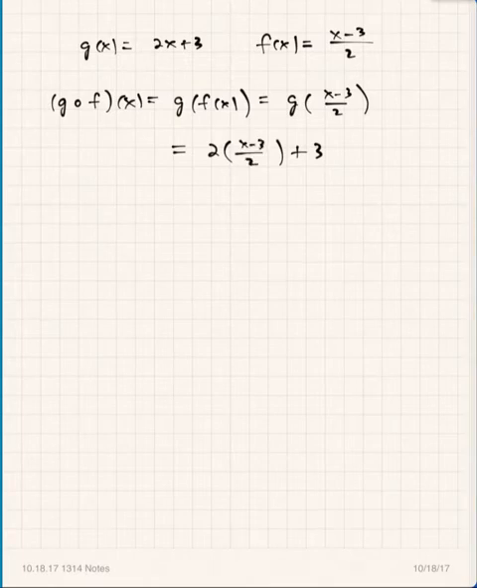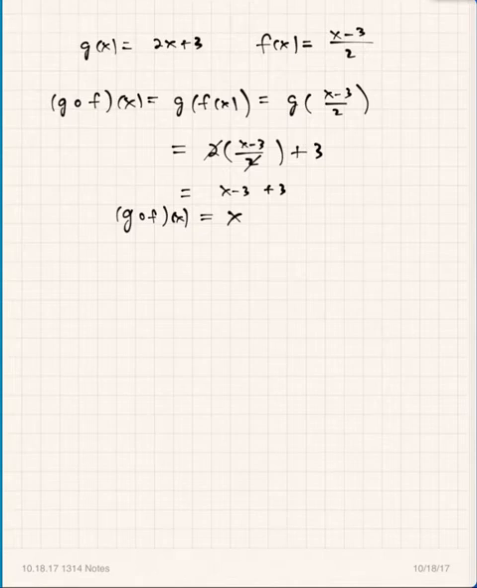Right, and it's the 2x plus 3 function of the (x minus 3) over 2 function, right? You're plopping the (x minus 3) over 2 function into the other one. I'm putting the f function into the g function here. So the 2's divide out here, and notice you get x minus 3 plus 3, and you end up with just x as the answer. So g composed with f of x is just equal to x.